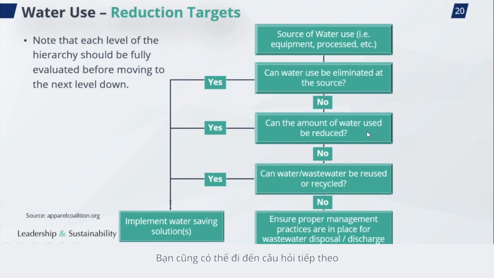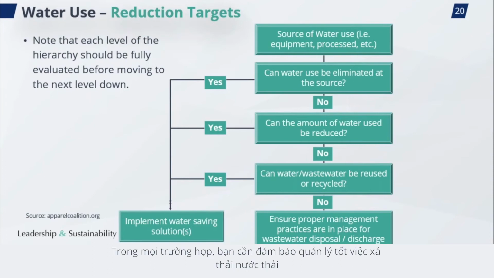Can the amount of water used be reduced in some way? And can water or wastewater be reused or recycled? And then, of course, you also need, in any case, to ensure proper management practices are in place for wastewater disposal and discharge. So those are several questions that you can ask yourself, and you can ask yourself those questions at each and every process in your facility that uses water.